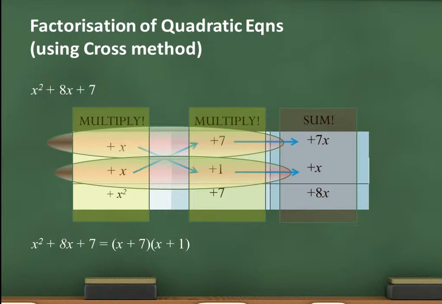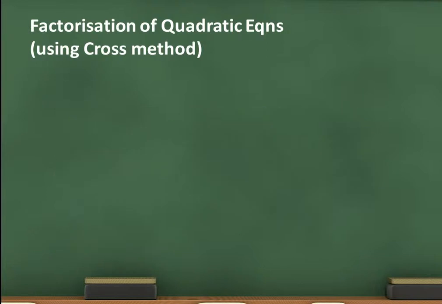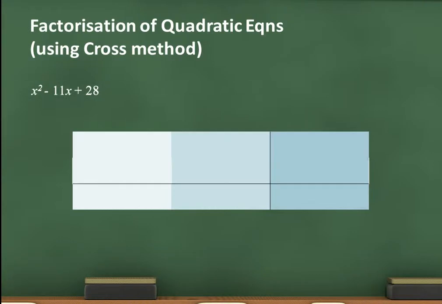Okay, so that's it for factorization. Okay, let's look at another example. See the inclusion of the negative term here. So it's going to make some differences. We have the table again. Put the equation inside in the correct places.